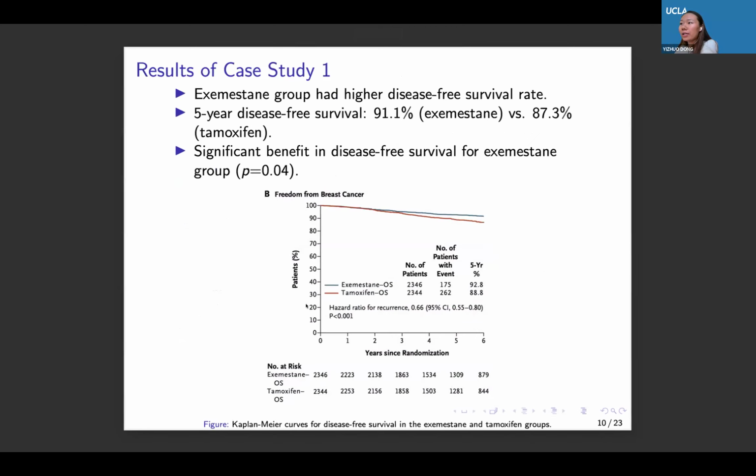If you look at the figure, on the y-axis is the survival function, which is the S(t) we have talked about. The curve is downward sloping, which means as time goes by, the survival rate will drop. If you compare the two curves, the blue line is on top, which means the survival rate for the blue line is higher. So if you're using exemestane for the treatment, you have a higher survival rate. The 5-year disease-free survival is 91% versus 87%. When you have this graph, it's very straightforward and clear to compare the survival rates.